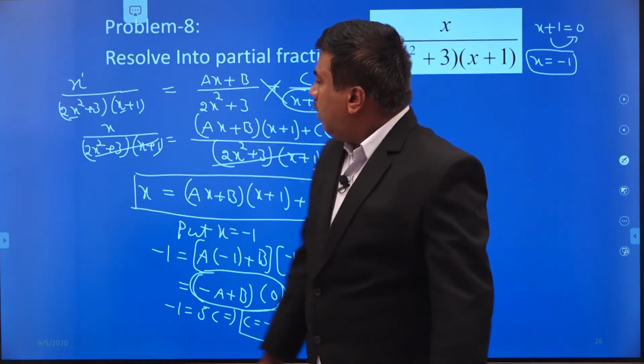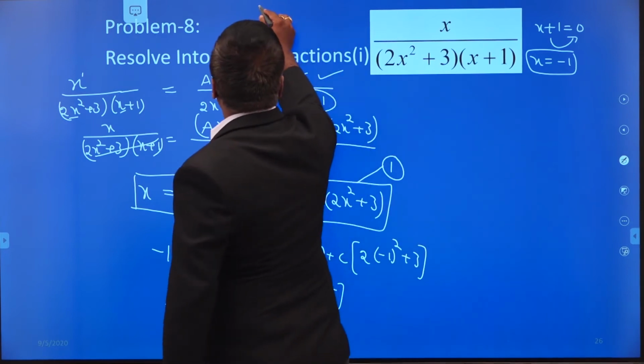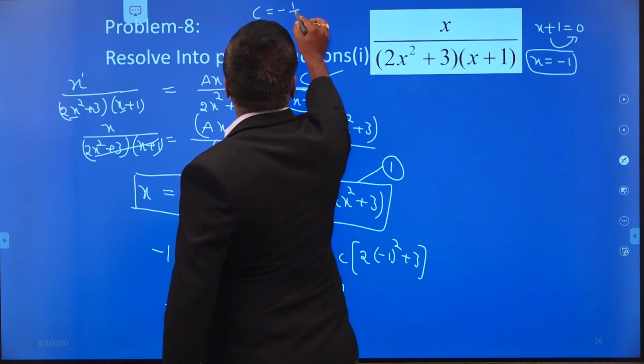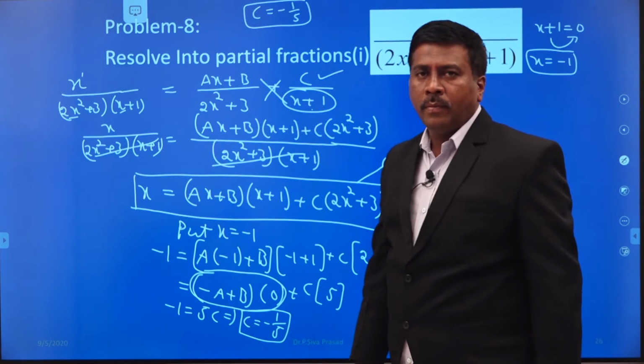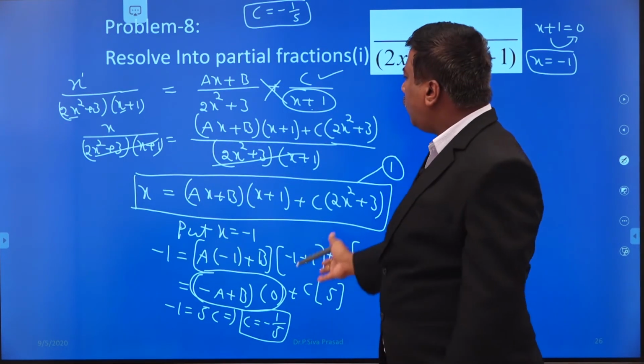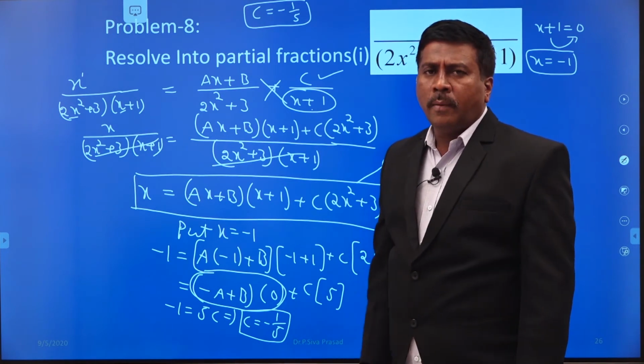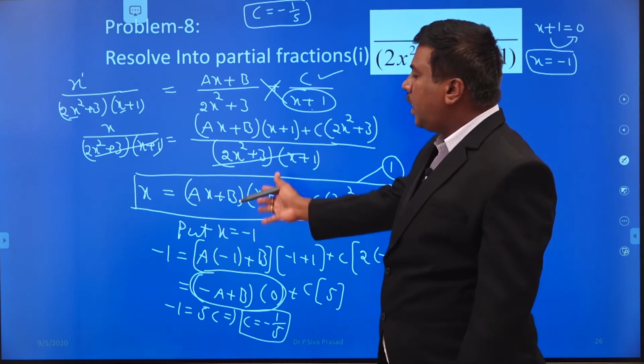So here, the value that is obtained for C is equal to minus 1 by 5. Did you catch the point? This is already well known to you. Whatever techniques you apply for partial fractions, the same technique you have to apply here also.